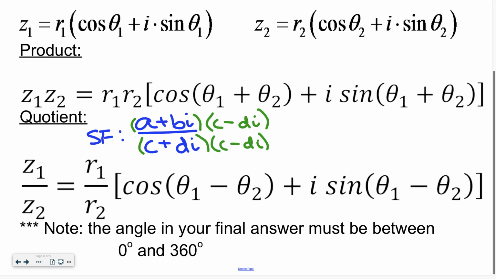Okay, so please also make the note below. If you're going to leave your number, or if I ask you to leave your number in trigonometric form, then that angle better be between 0 and 360. No negative numbers, and no negative angles, and no angles over 360. So you may have to use that concept of coterminal angles to adjust your answer if needed. I'll show you what that looks like.